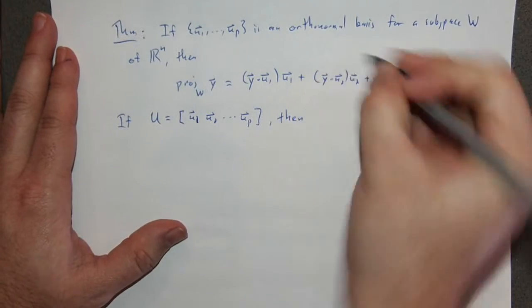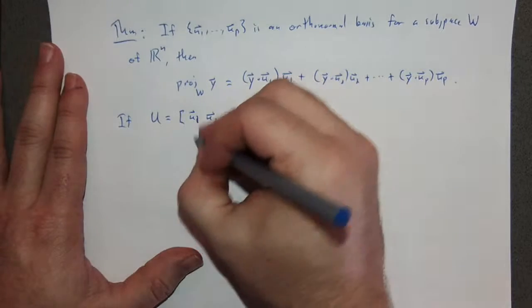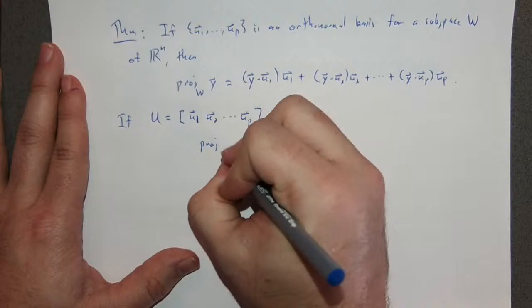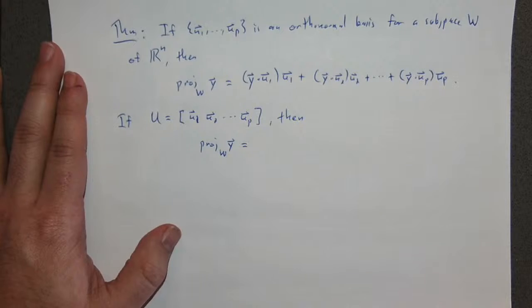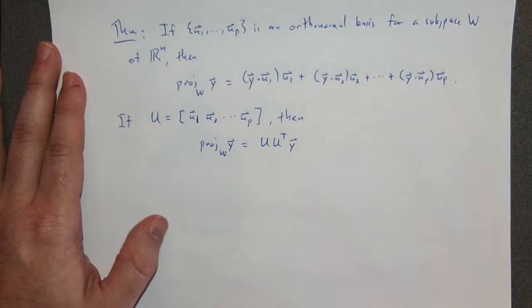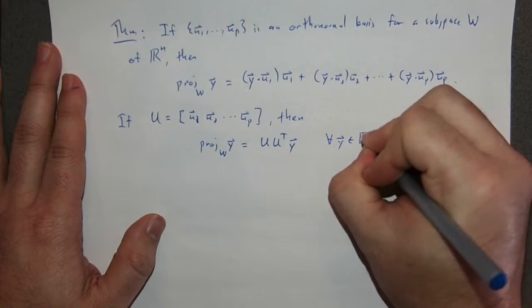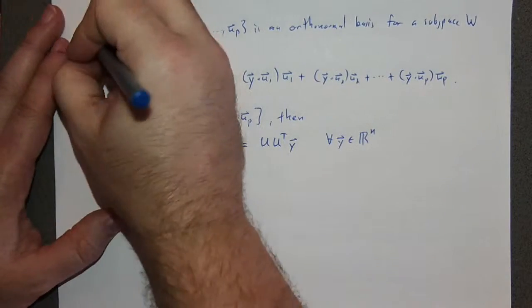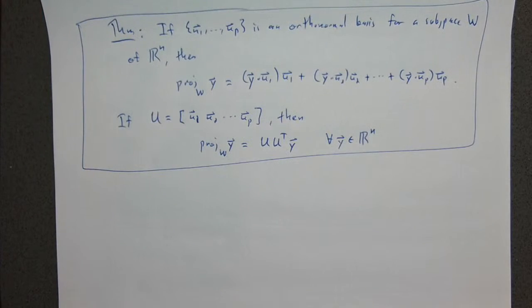Well, if it's square, right? If it's not square, then it's just got orthogonal or orthonormal columns. Then the projection of Y onto W can also be thought of as U times U transpose Y, okay, for all Y in Rn. And so if the orthogonal basis is actually orthonormal, this way of writing Y, or the orthogonal projection of Y onto W, is even nicer.